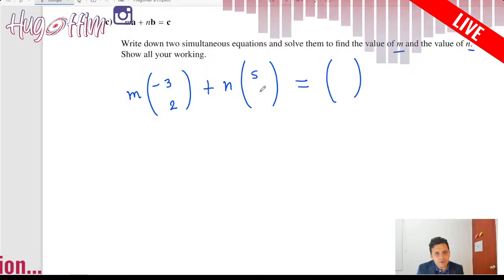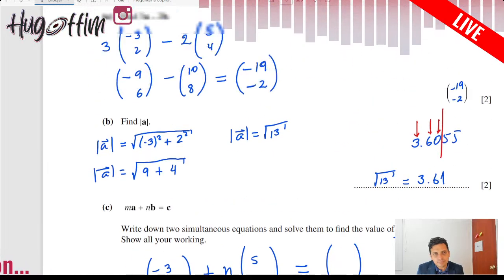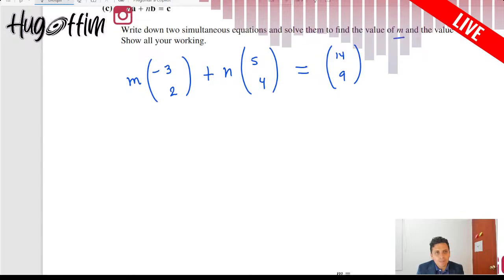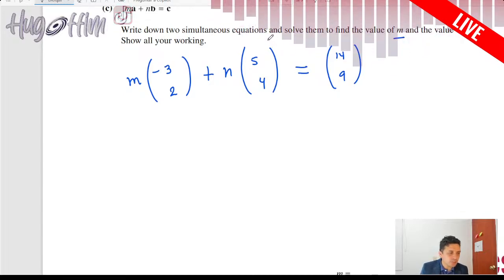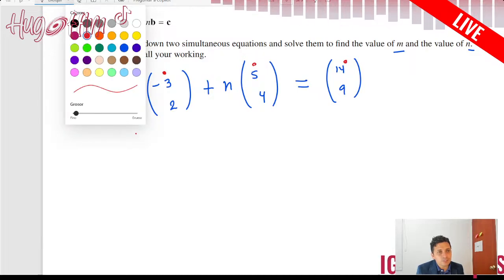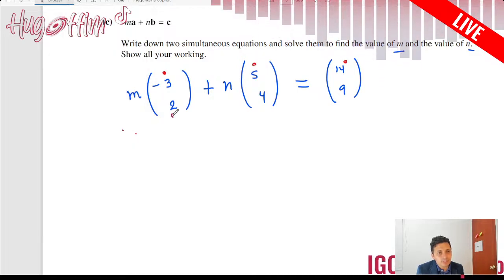B is 5, 4. And C is 14, 9. Now this says write down 2 simultaneous equations. It means that it's possible to convert this into 2 simultaneous equations. What are the simultaneous equations? The equation that comes from the component X and the equation that comes from the component in Y.